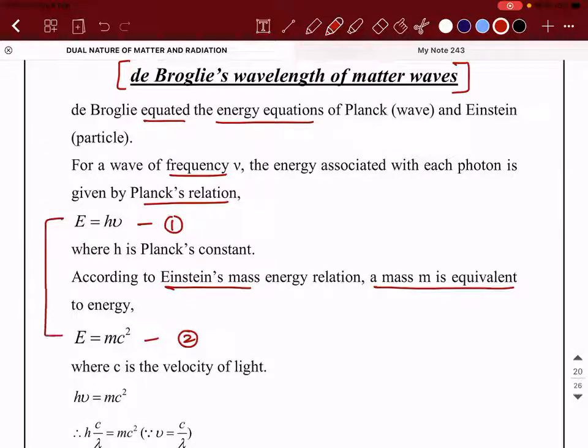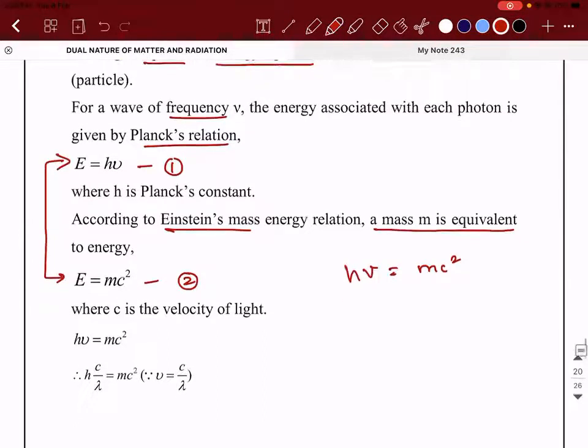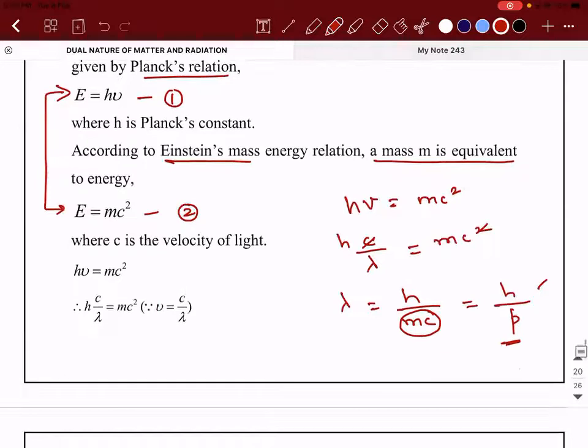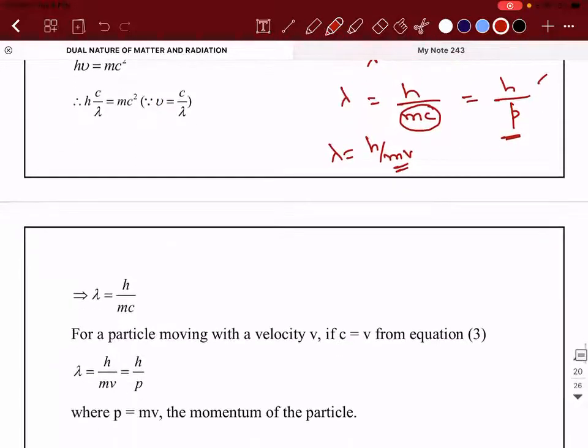Now, if I equate these two, then what do I get? I get h nu is equal to mc square. But nu is c divided by lambda, so h c by lambda is equal to mc square. So c and c will get cancelled. Lambda is equal to h divided by m into c. But mass into speed is what is called linear momentum. I'm sure this formula you would have seen. This is called the de Broglie wavelength. So lambda is equal to h divided by mv. Did you guys see this in chemistry or not? So lambda is equal to h divided by m into v. Okay.